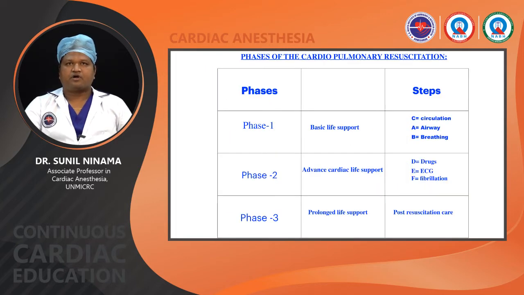There are the phases of cardiopulmonary resuscitation. There are three phases. Phase 1 is basic life support, in which there are steps you have to take. There is CAB, circulation, airway, breathing, while phase 2 is advanced cardiac life support, in which there is CAB followed by DEF. There are drugs, ECG monitoring and fibrillation. For that you have to defibrillate the patient, use the defibrillator. And phase 3 is prolonged life support, in which there is post resuscitation care.